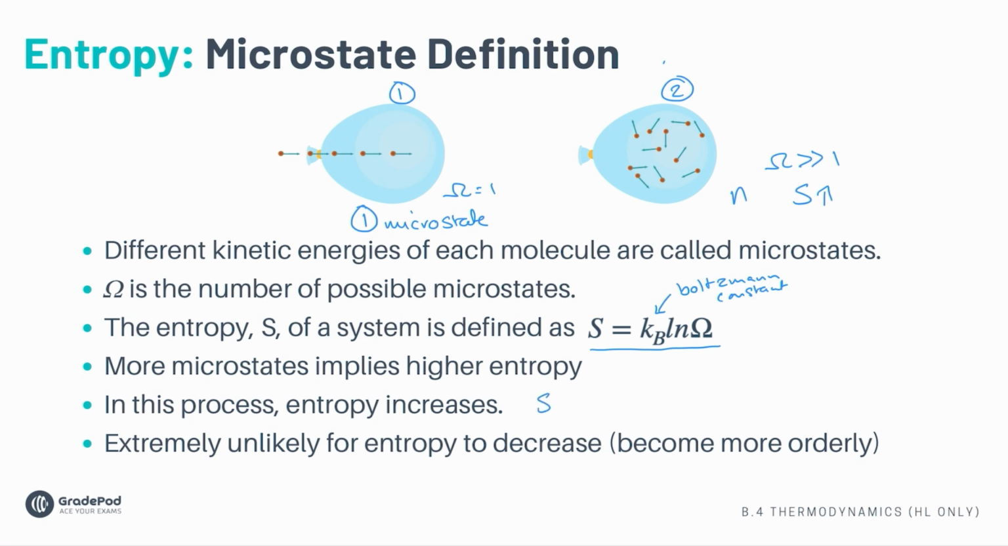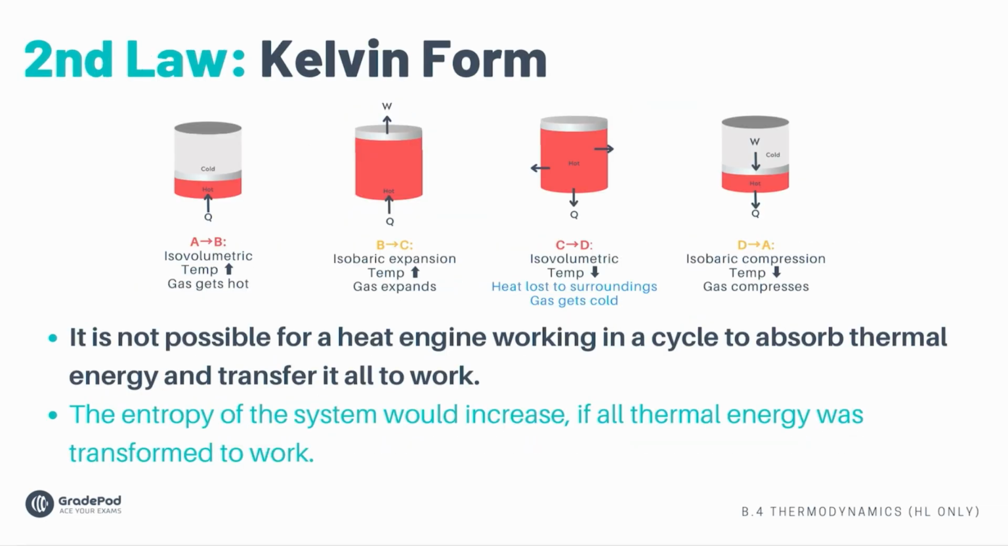That means that entropy in situation 2 is greater than entropy in situation 1. In this case, the entropy increases. It would be extremely unlikely in this thought experiment for the entropy to decrease. And it's this concept of microstates and orderliness that allowed Lord Kelvin to come up with his version of the second law of thermodynamics. And let me talk you through it right now.